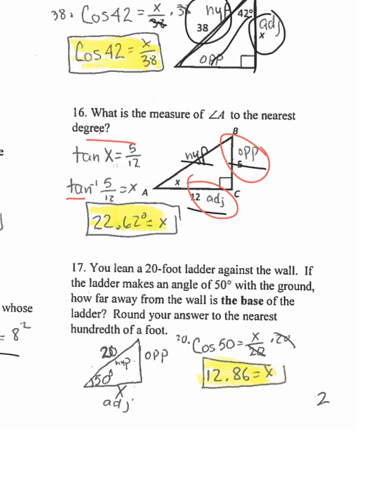You lean a 20-foot ladder against the wall. The ladder makes an angle of 50 degrees with the ground. How far away from the wall is the base of the ladder? So you see the right triangle you set up there, 50-degree angle, 20-foot ladder.